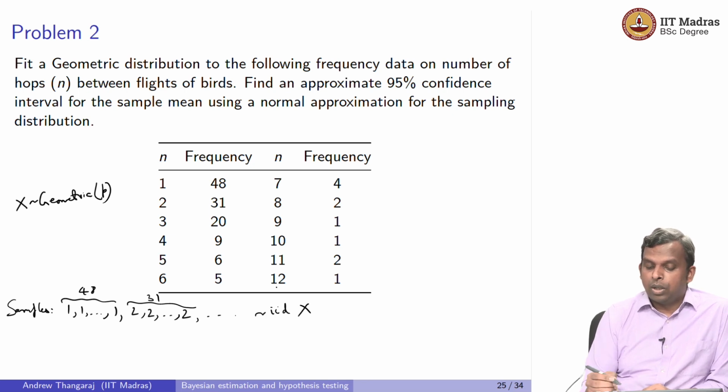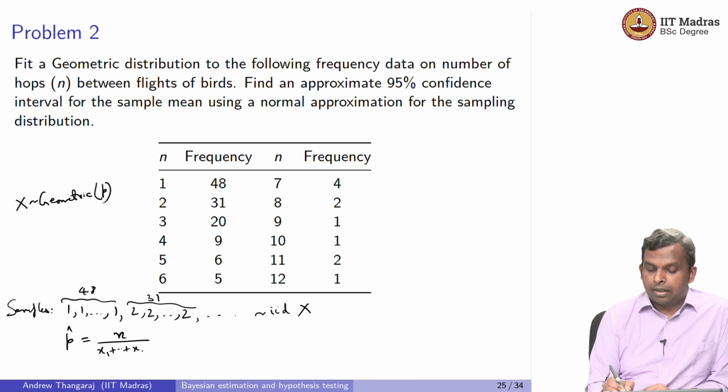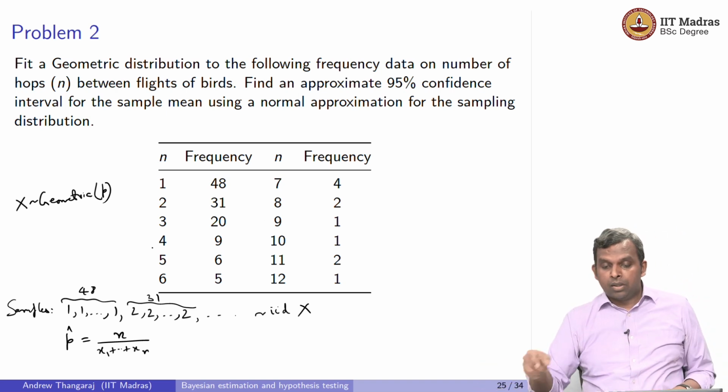Okay, so you can do the ML estimate. For instance, p hat is going to be n by x1 plus ... plus xn. Okay, how do you find each of these things? N is actually the sum of all the frequencies, right? How do you find it from the frequency table? You add up all these things. I believe the answer will come out to be something, and then you divide by the sum of all these things, which is frequency times number. Okay, so let's do this.